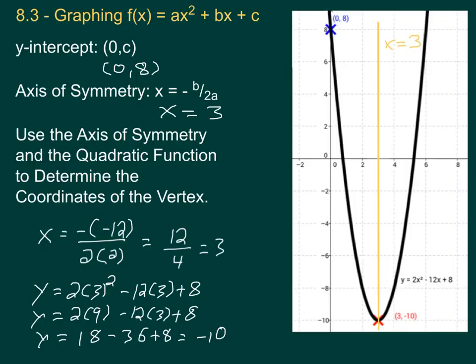So anytime you're given the equation y equals ax squared plus bx plus c, the c tells you your y-intercept, and negative b over 2a tells you your axis of symmetry, which then you plug in to find the y-coordinate of the vertex. And that's all you have to do.